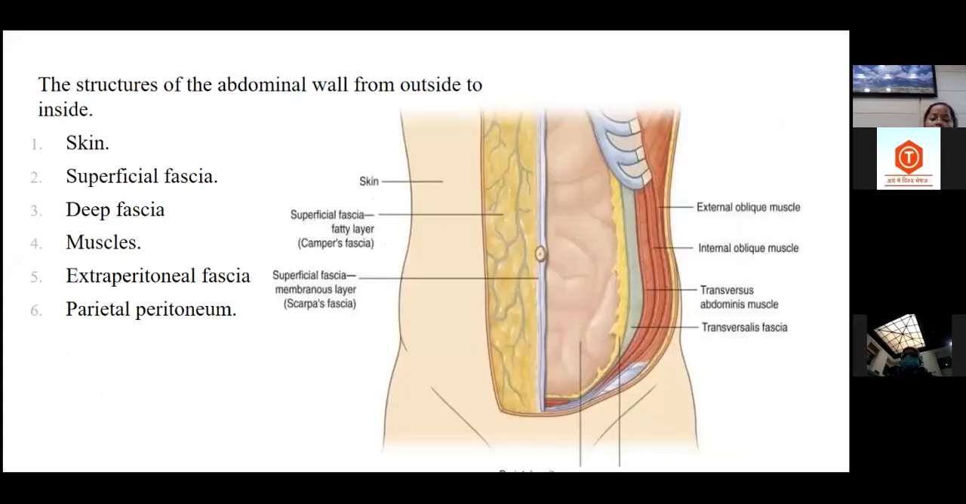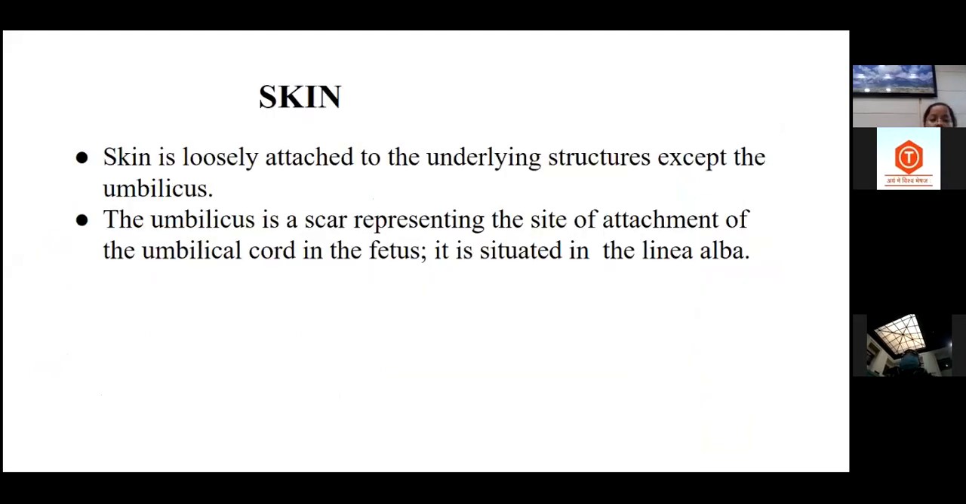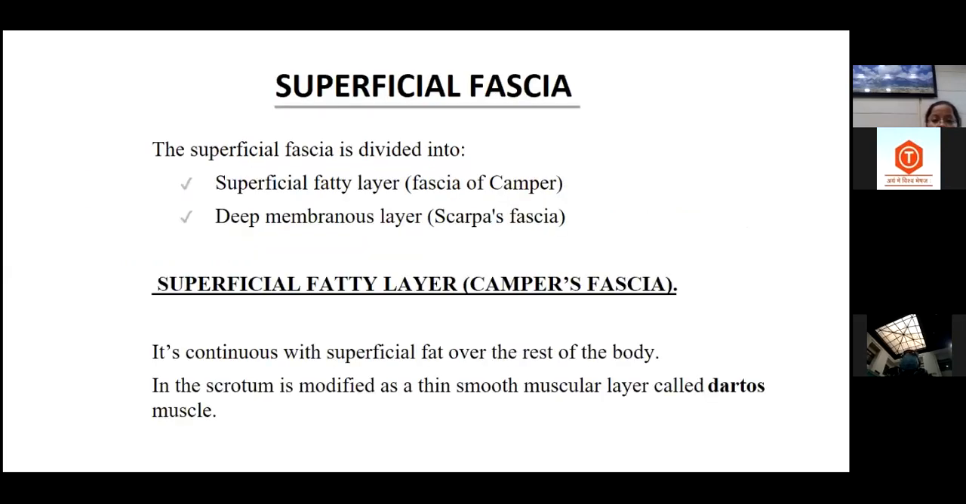The structure of the abdominal wall from outside to inside consists of skin, superficial fascia, deep fascia, muscle, extraperitoneal fascia, and parietal peritoneum. The skin is loosely attached to the underlying structures except at the umbilicus, and the umbilicus is a scar representing the site of attachment of the umbilical cord in the fetus, and it is situated in the linea alba.